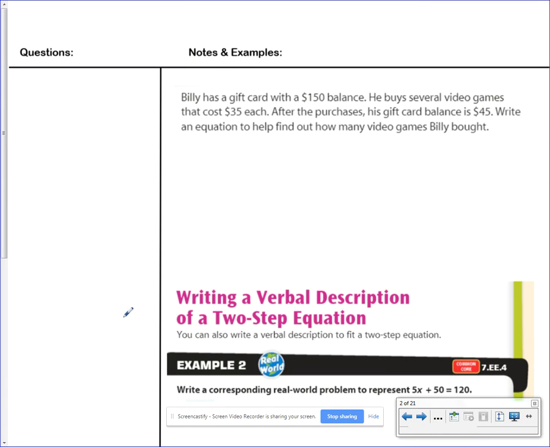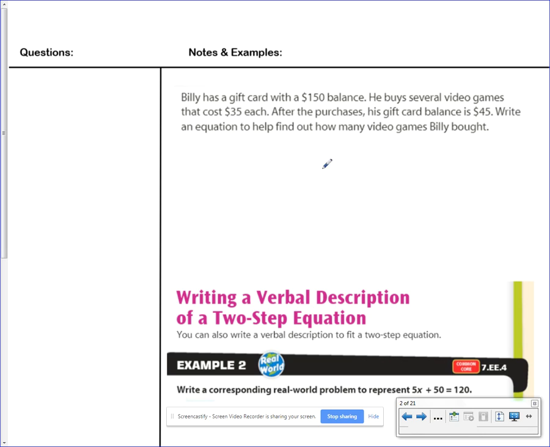Billy has a gift card. Oh, it was just after the holidays. Maybe you got a gift card you could use because you're getting to that age where grandma doesn't feel like she could buy you the clothes that you really want, or specifically whatever thing you want at, say, Walmart, Target, that kind of thing. So gift card, $150. He buys several video games that cost $35 each, and after he purchased all of those, his gift card balance is $45. Write an equation to find out how many video games Billy bought.